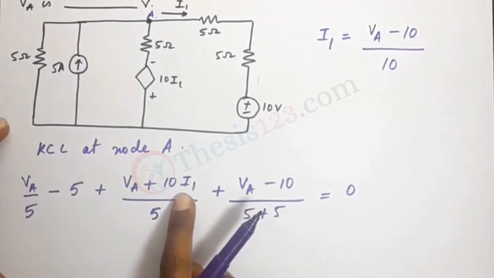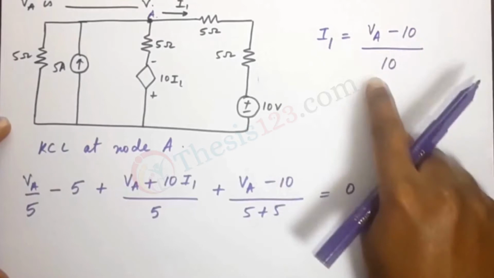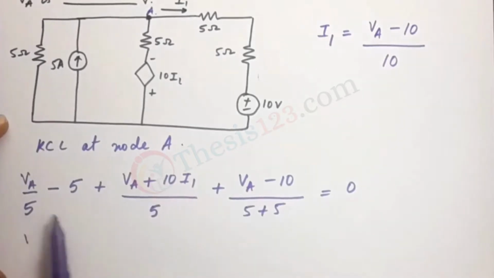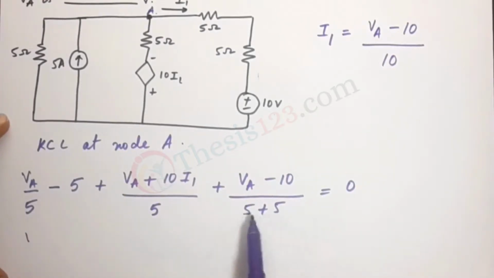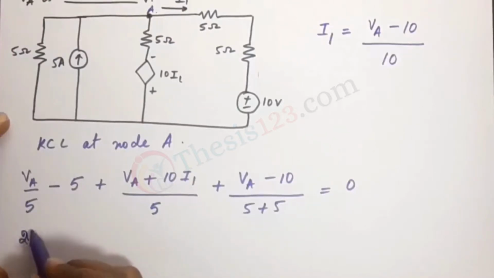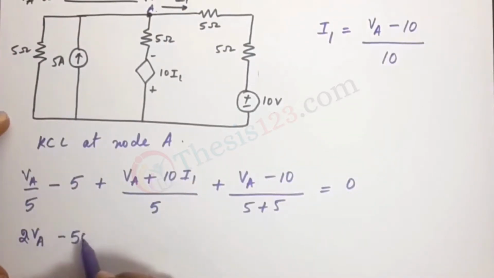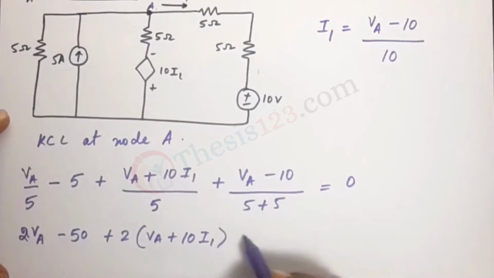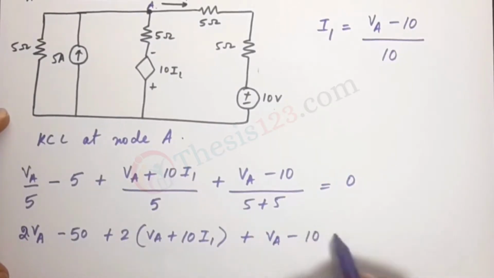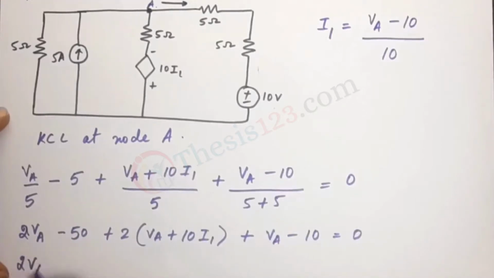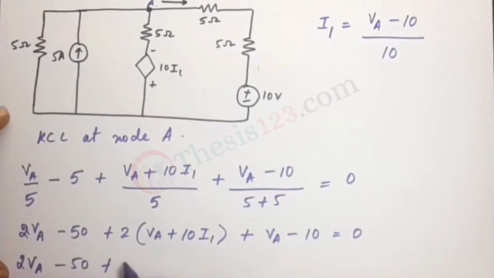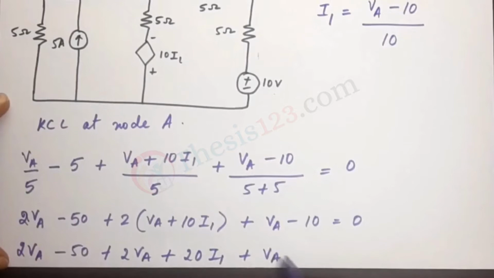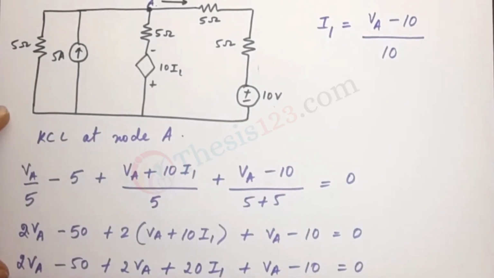So what we have to do here is in place of I1, we can substitute this term. So let's do that. Before I do that, let me just solve the denominator. Here we have 10, so LCM is 10. 2VA minus 50 plus 2 into VA plus 10I1, plus VA minus 10 is equal to 0. So that's 2VA minus 50 plus 2VA plus 20I1 plus VA minus 10 is equal to 0.